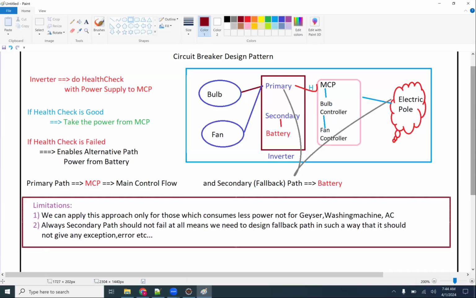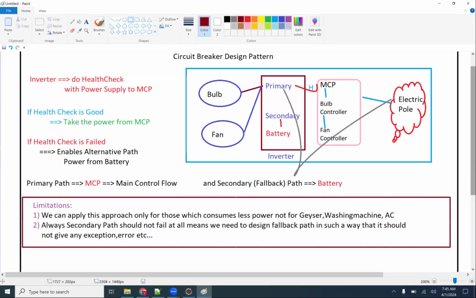So, by default, an inverter has the logic. That's what I told, right? Continuous health check, do health check. If the health check fails, enable the alternate path, and again it will poll the main path. Is it back again? Is it back again? It will always check the main path. In the same way, I can design my microservices. Same approach without any difference.